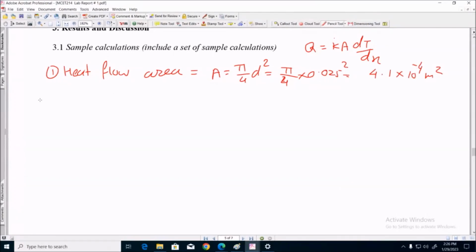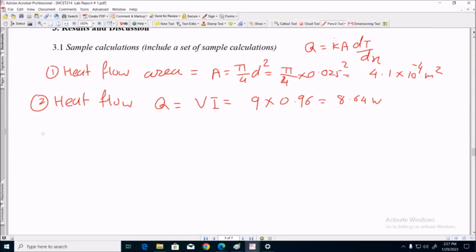Now, second, I can find out heat flow through the slab. Q is equal to voltage into ampere. So voltage is 9 volt into ampere is 0.96.